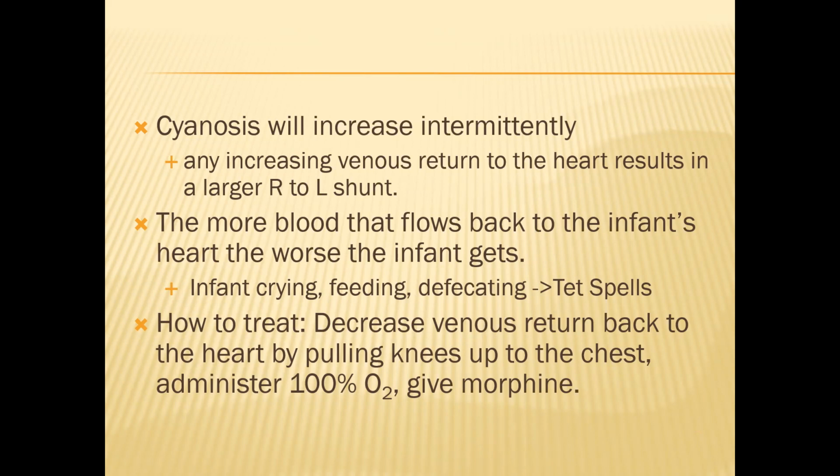So treating a TET spell, it says decreased venous return back to the heart by pulling knees up to the chest. So the thought is if you pull the knees up to the chest, you're not going to have the blood draining from the legs and getting back up into the thorax. So that helps. Administer 100% oxygen. That's going to help. And then giving morphine, it's a vasodilator. So that's going to prevent blood from flowing back to the heart.